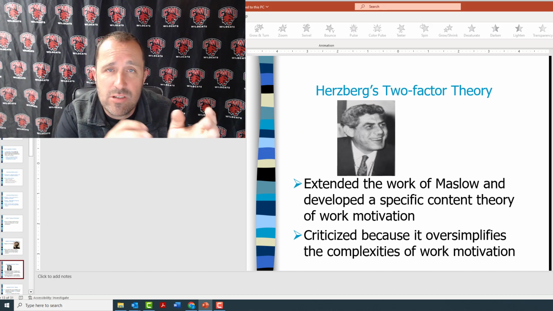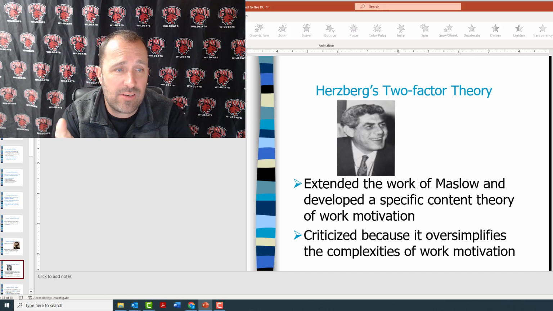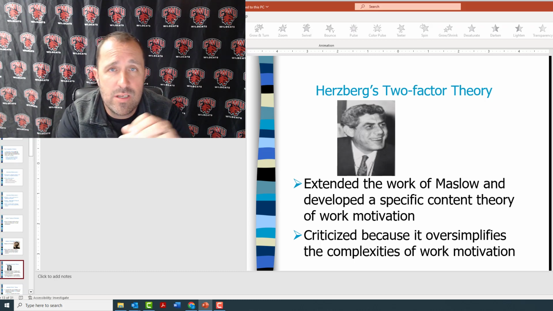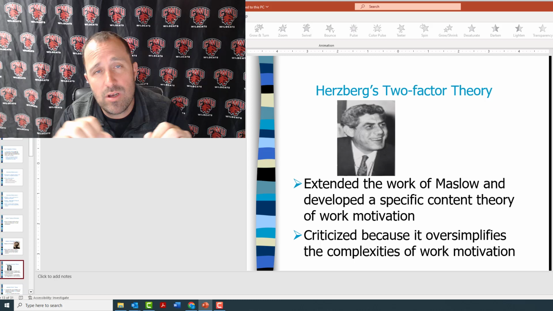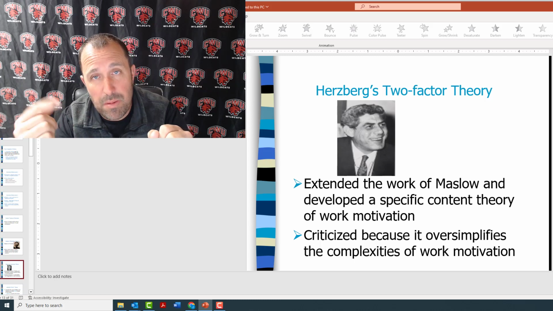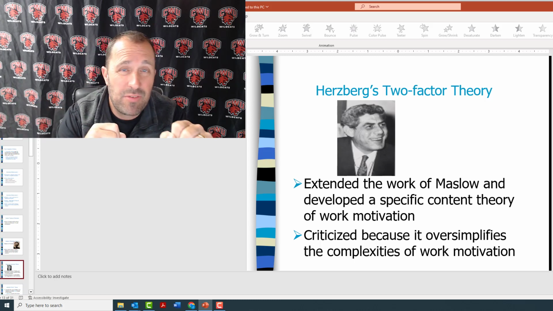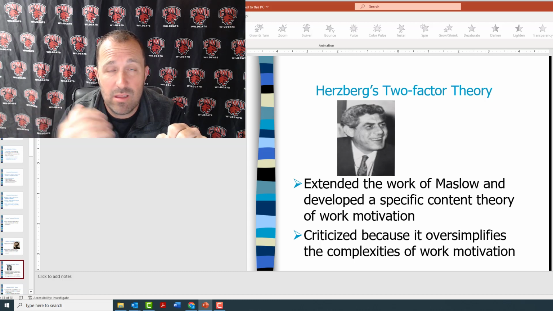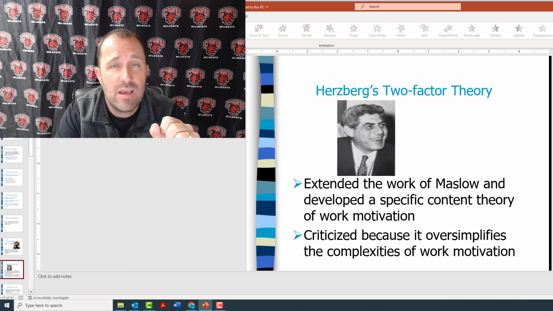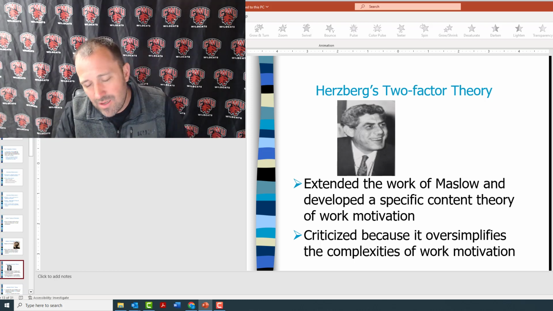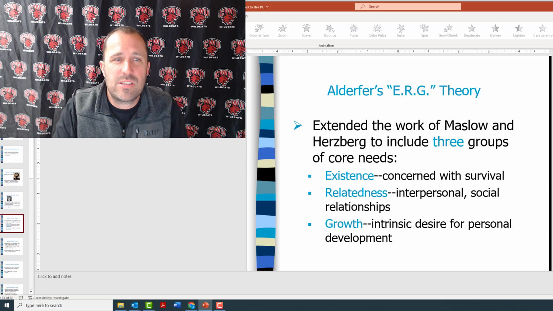This guy Herzberg switched that into a two-factor theory, where there were hygiene factors and motivators. His argument was motivators motivate people to do things. Hygiene factors, like a salary, only serve to demotivate if they're not there. Salary is not going to motivate you, but if you're not getting paid, you're going to be demotivated. So he had two factors. It got criticized. It was pretty simple.